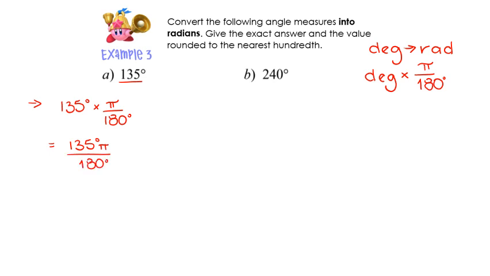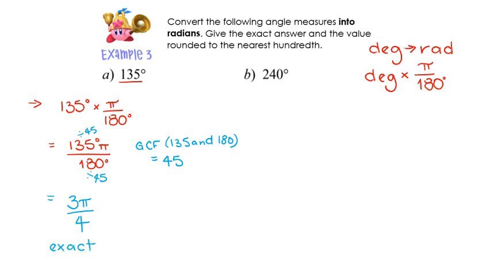Now what we want to try and do is turn this into lowest terms. So I'm just going to look for a GCF between 135 and 180. And in this case, you can divide both of those numbers by 45. So I'm going to take 135 degrees divided by 45, take 180 divided by the 45. That will result in a reduced fraction of 3 pi over 4. So this is going to be what we consider an exact solution.